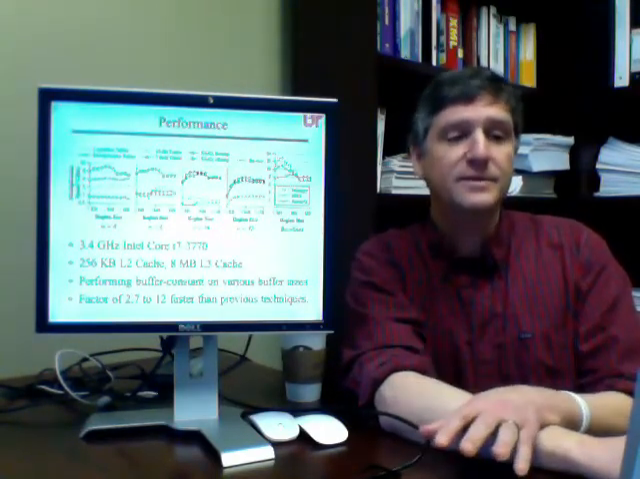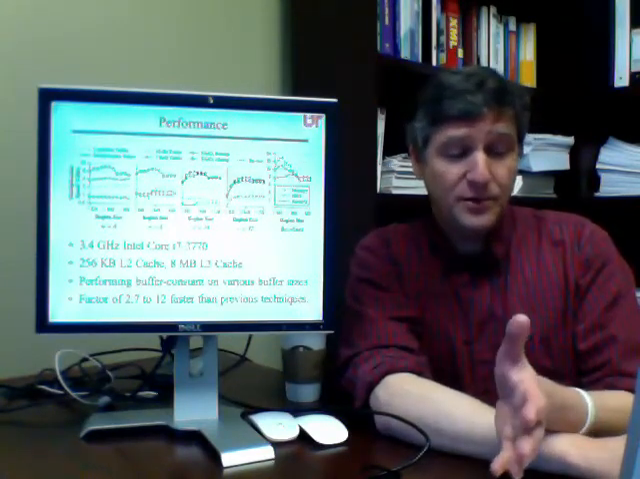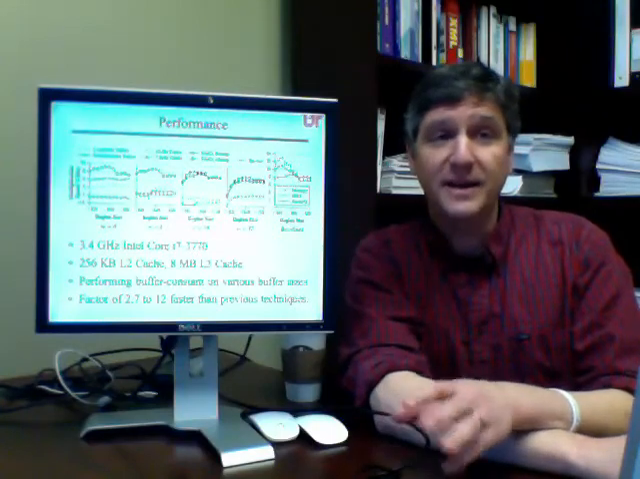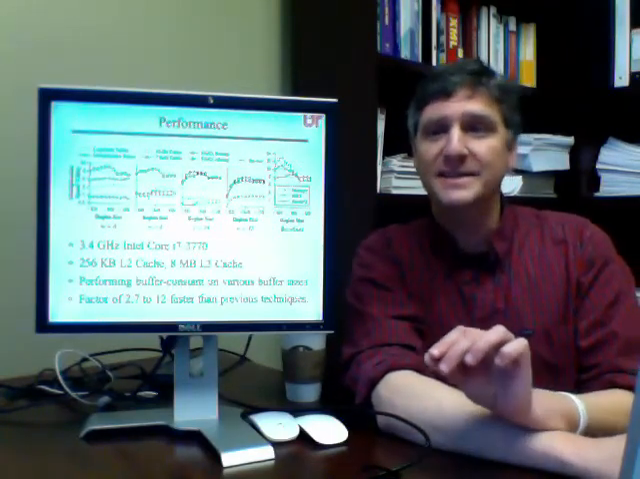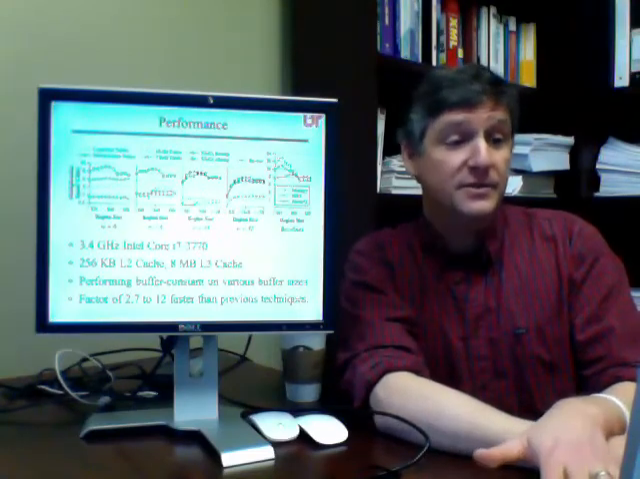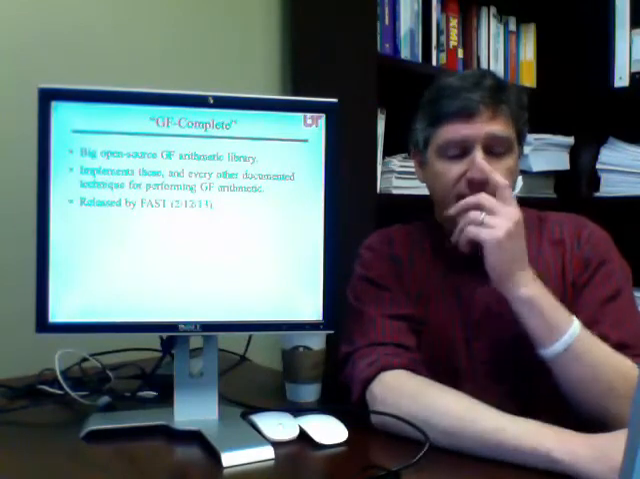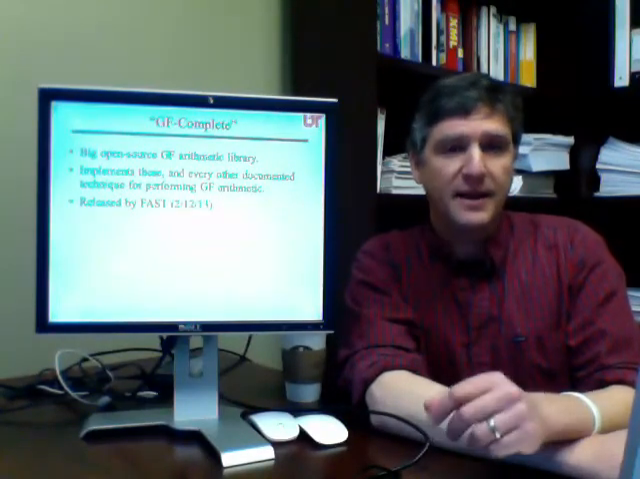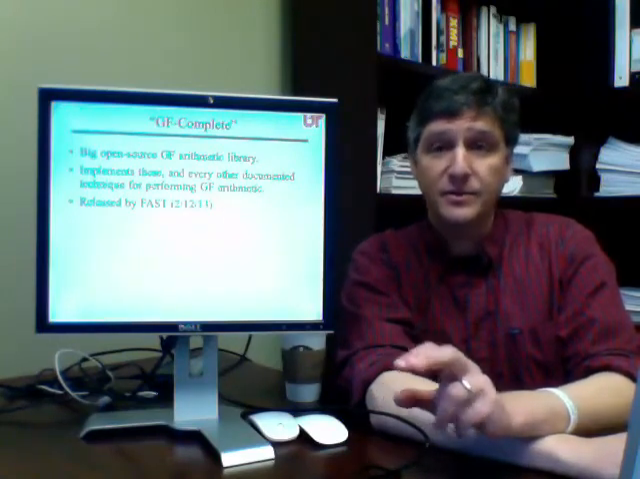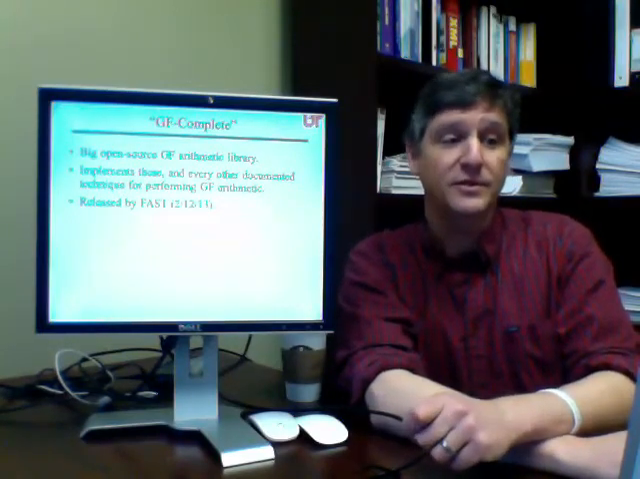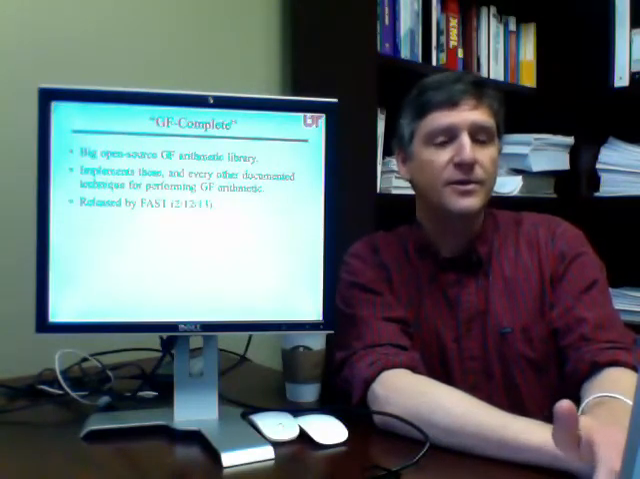And the improvement in performance is a factor of 2.7 to 12 times faster than other things. Usually people are happy with 10%. This is a factor of 12, so it's a dramatic increase in performance. Now, I implemented this again as part of the library which I call GF Complete, because GF Complete implements that and every other known technique that you could possibly use to do Galois field arithmetic. That'll be released by FAST. It'll be documented in a journal paper.